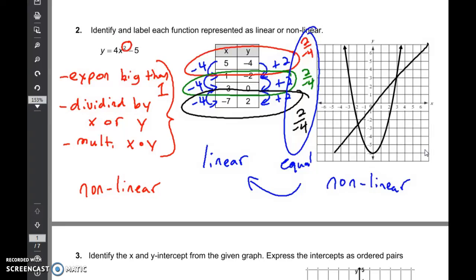So these three are nonlinear choices. Nonlinear functions. There are other rules, but these are the most common. An exponent bigger than 1, dividing by x or dividing by y, multiplying x and y are all nonlinear. All right, I'm going to go ahead and go to the next one. If you need to pause, go ahead and do so now.